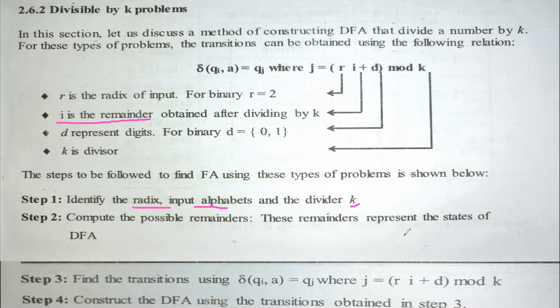Remember, when we solve one problem, you can identify it properly. Then find the transition using delta of Qi comma A. See, the I we have here and the I you have here are both the same. If I is equal to 0, we need to substitute I equal to 0 here. Don't get confused. So the transition delta of Qi comma A will be equal to Qj, where J is equal to (R times I plus D) mod K. Then construct the DFA using the transitions obtained in step 3. So whatever transition table we design using this formula, we use it to design the transition diagram for this particular DFA.